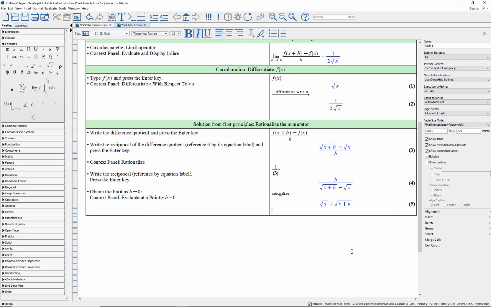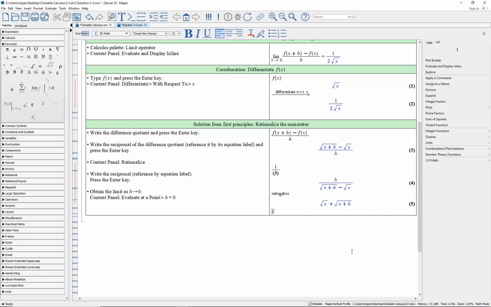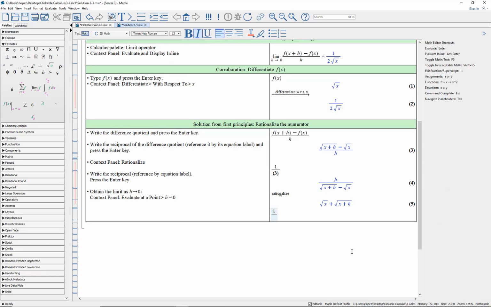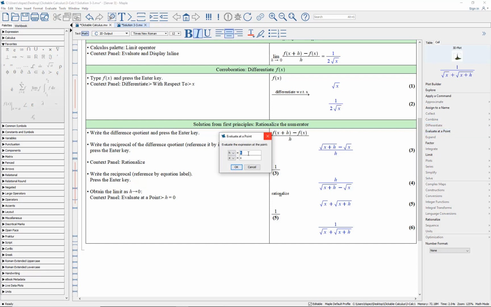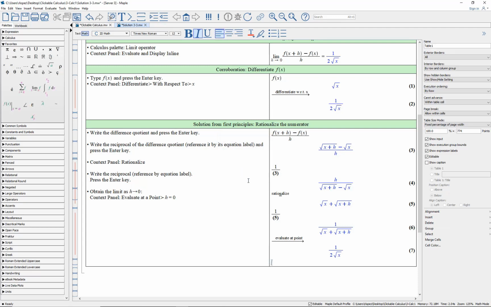Then you have to flip it back. So you need 1 over Control L5. That's the algebra that you needed to employ. You can set h equal to 0. I evaluate at a point, h equals 0. And you get the 1 over 2 root x.